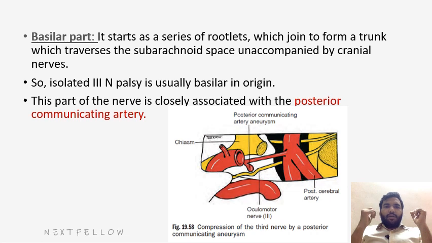The next part is the basilar part. It starts as a series of rootlets which join to form a trunk, which traverses the subarachnoid space unaccompanied by cranial nerves. So isolated third nerve palsy is usually basilar in origin. As you can see there, it's freely floating without any cranial nerves, and only the posterior communicating artery is nearby. So a posterior communicating artery aneurysm can compress the third nerve. So isolated third nerve palsy is basilar in origin.